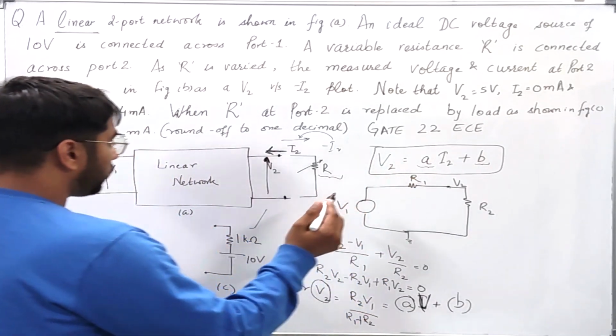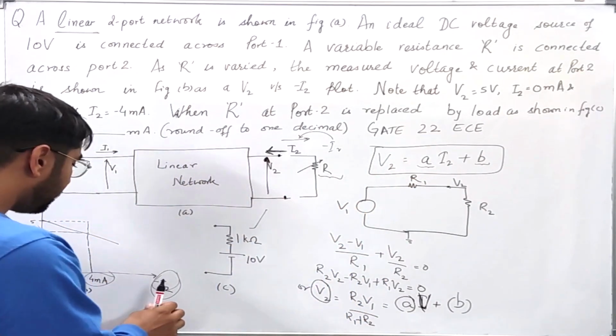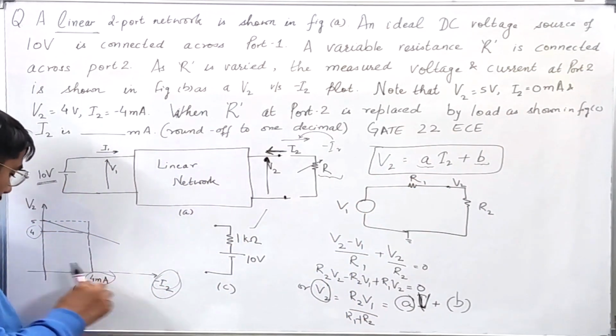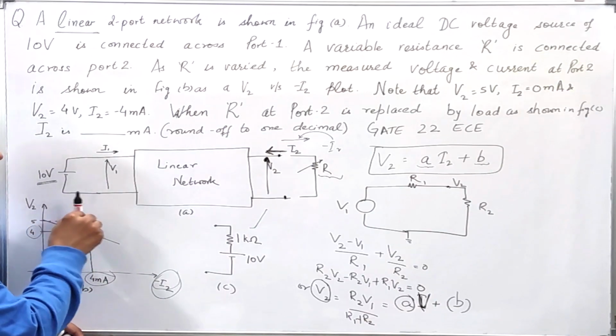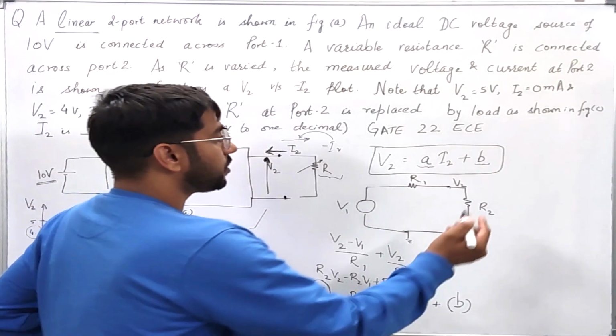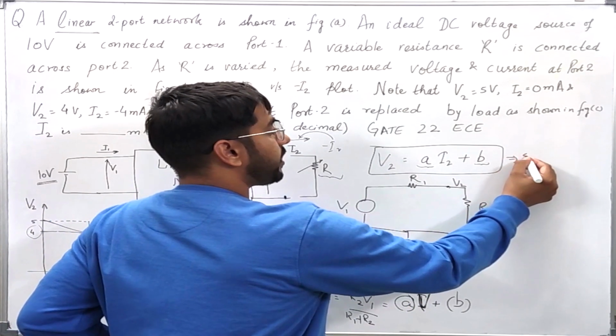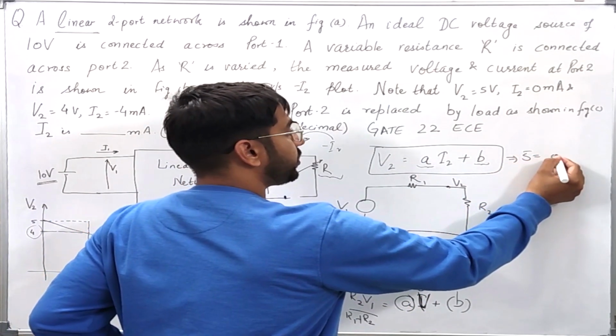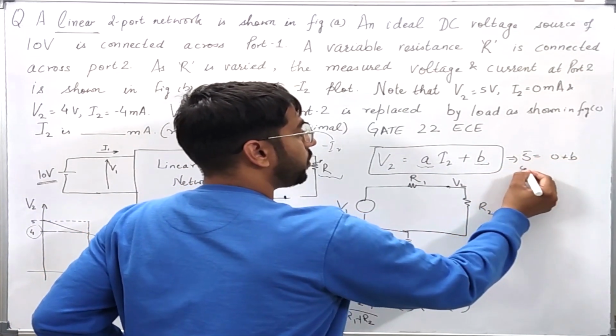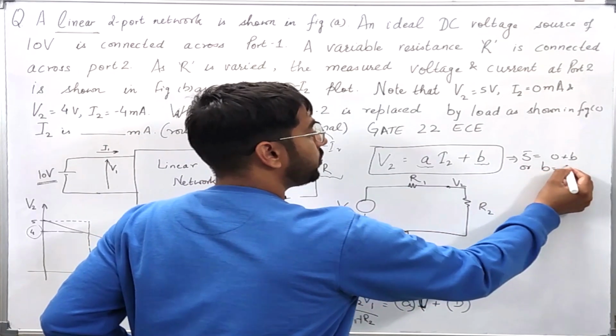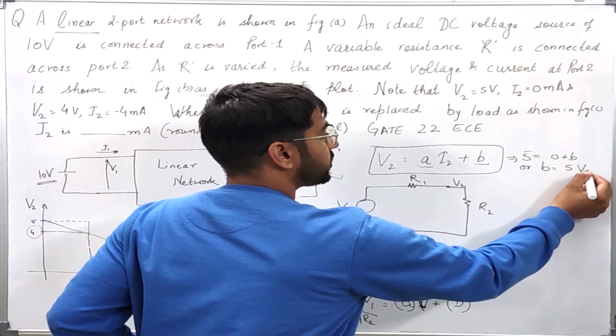When I2 is equal to 0, what is the value of V2? It is 5 volts. So we can see that 5 volts is equal to 0 plus B, or B is equal to 5 volts.